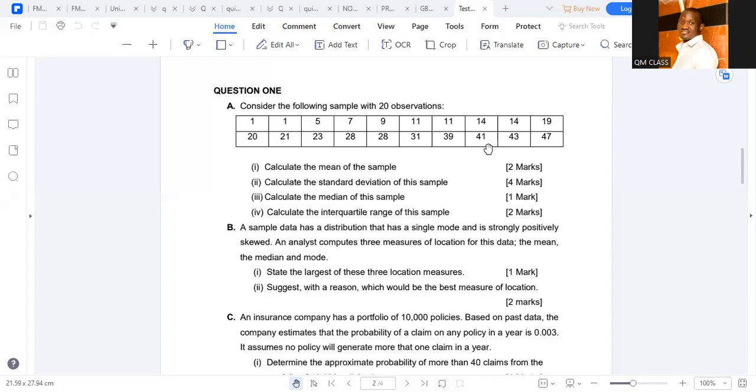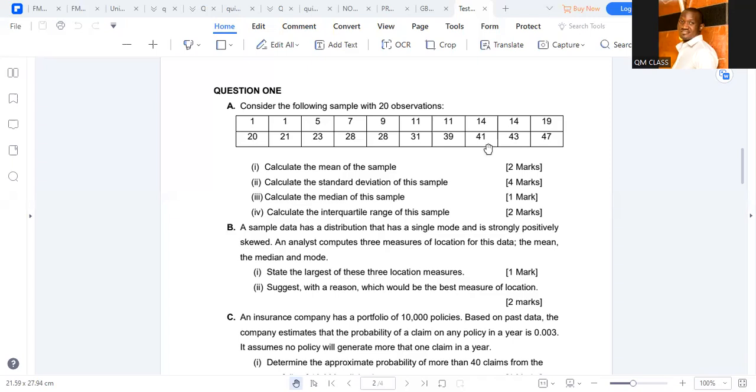We're going to look at three topics. We'll start with descriptive statistics, then we go to some probability and probability distributions. Okay, so some of the questions will just explain the principle rather than calculating it.